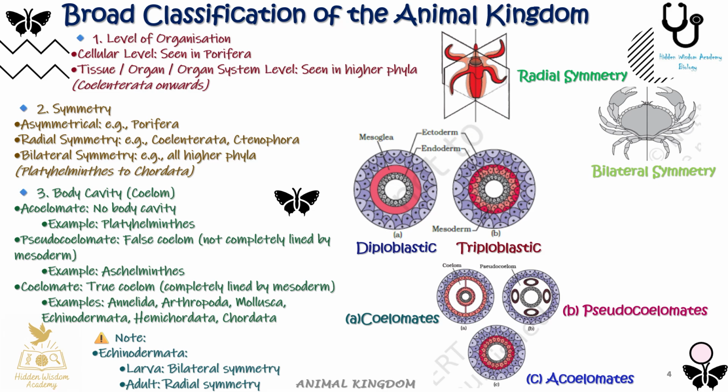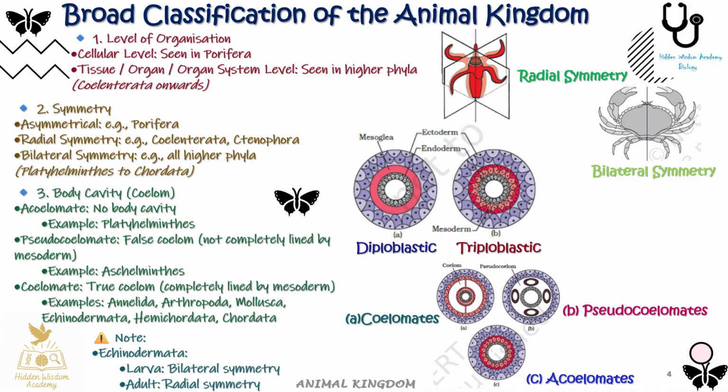Next, we classify animals based on symmetry. Porifera are asymmetrical, meaning they have no definite shape. Animals like Coelenterata and Ctenophora show radial symmetry, where body parts are arranged around a central axis. From Platyhelminthes to Chordata, animals show bilateral symmetry, which means the body can be divided into mirror halves along one plane. Now let's talk about the body cavity, also called the coelom.